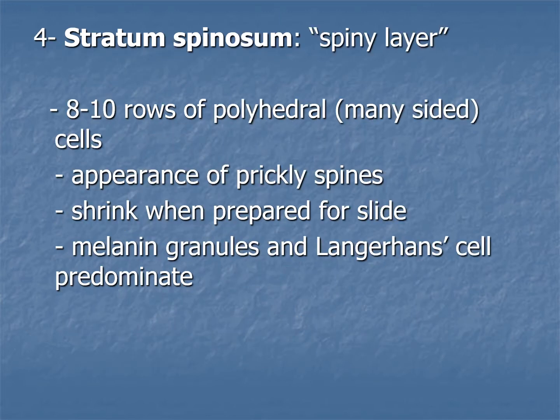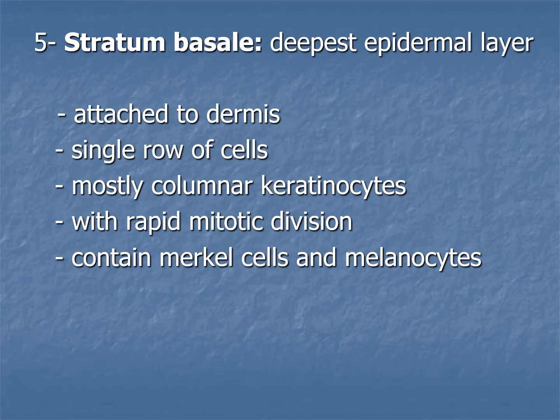The stratum spinosum is the spiny layer because it has polyhedral cells. These are 8 to 10 rows thick, and they appear spiny because on histopathological processing they shrink and remain attached to their desmosomes, so they become visible as spines on the surface. They have melanin granules in them, and stratum basale is the source of the stratum spinosum.